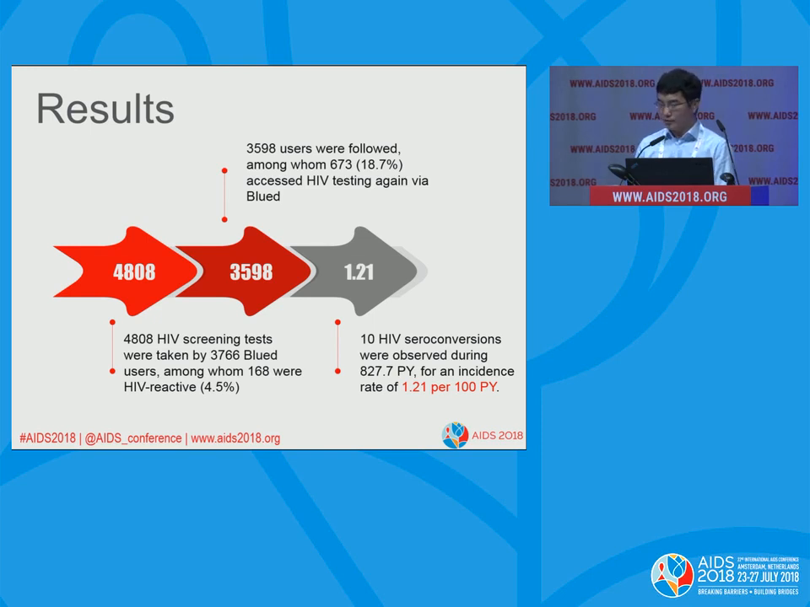During this period, 10 HIV seroconversions were observed, contributing a total of 827 observation person-years, and we calculated an incidence rate of 1.22 per 100 person-years, which is very similar to the cohort operated by the Beijing CDC. In that cohort, they have around 600 participants. But in this cohort, you can see we have more than 3,000 participants observed.